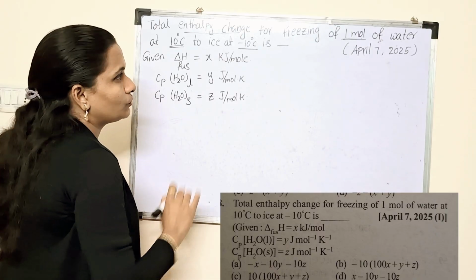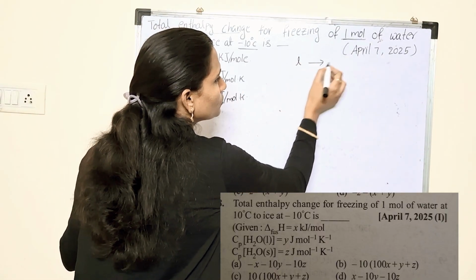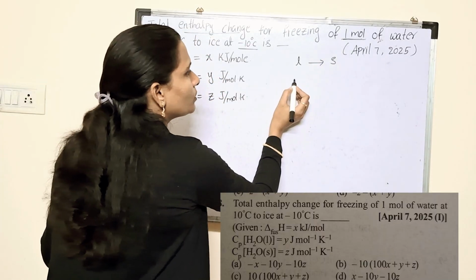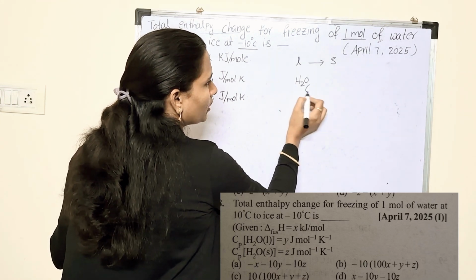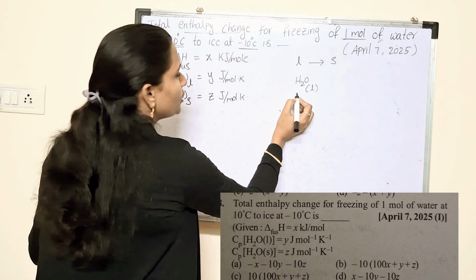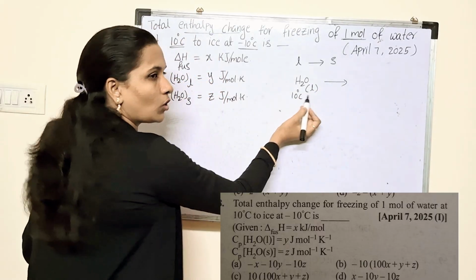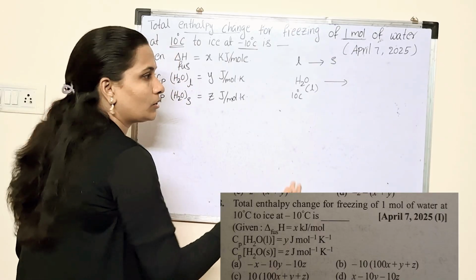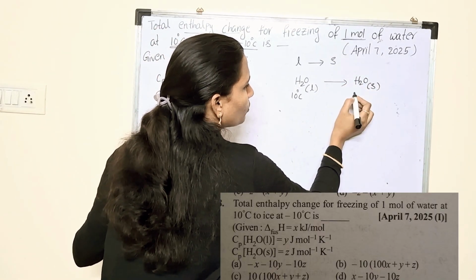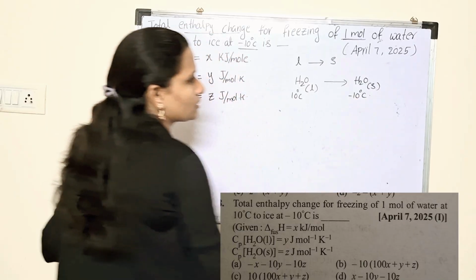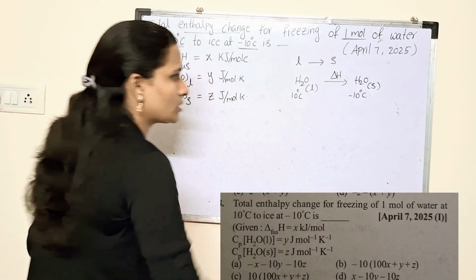They are asking for the enthalpy change for freezing. Freezing means liquid is converted to solid state. We take 1 mole of H2O, initially at 10 degrees Celsius. After that, this water is frozen into solid state, H2O solid at minus 10 degrees Celsius. Now how much enthalpy change is there? They are asking that.